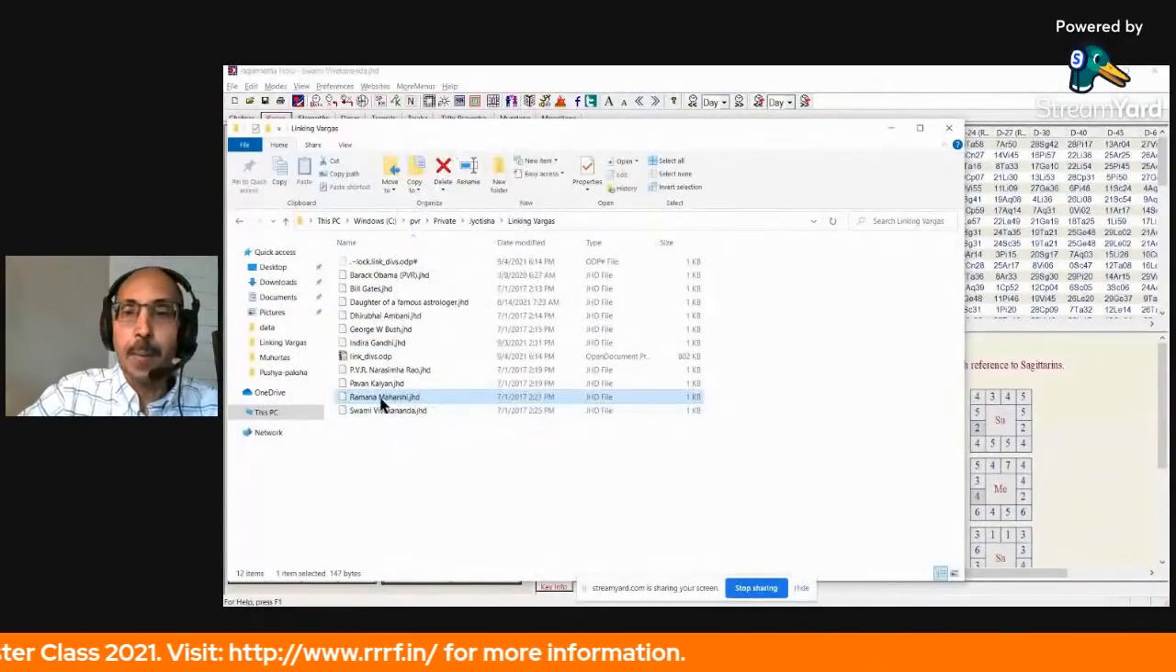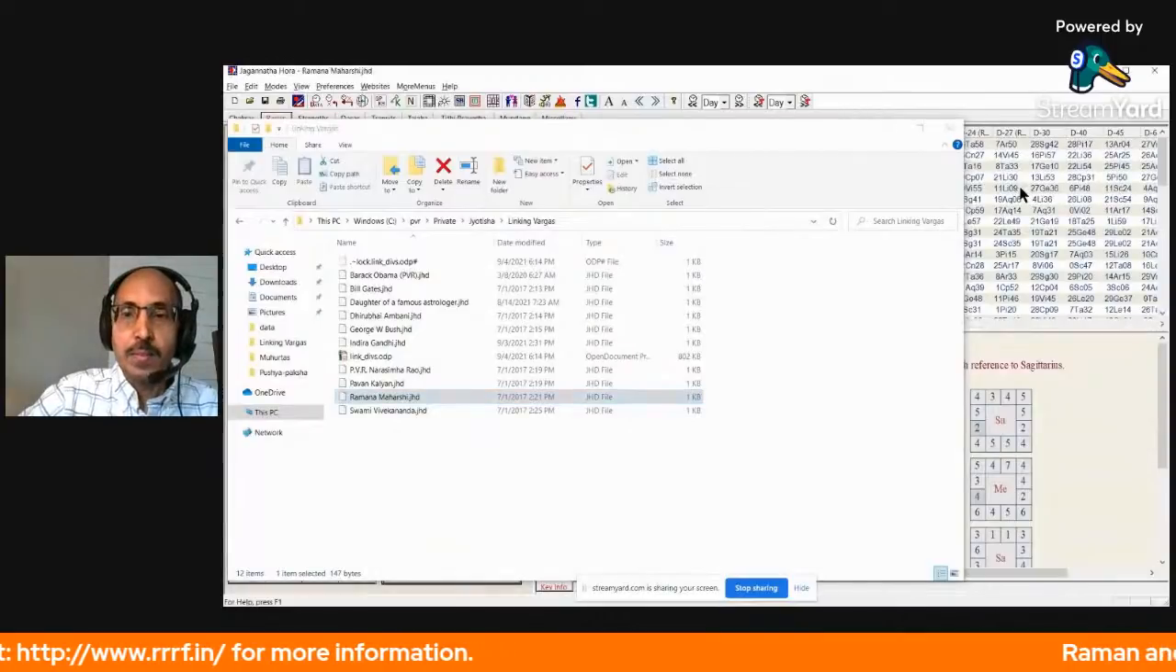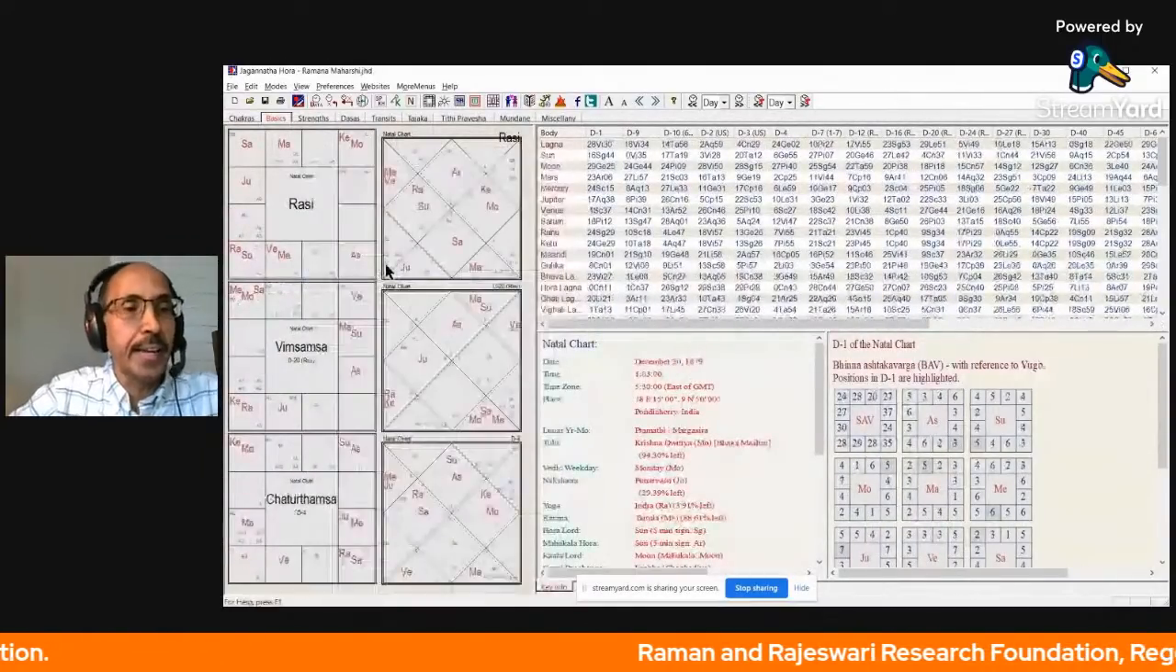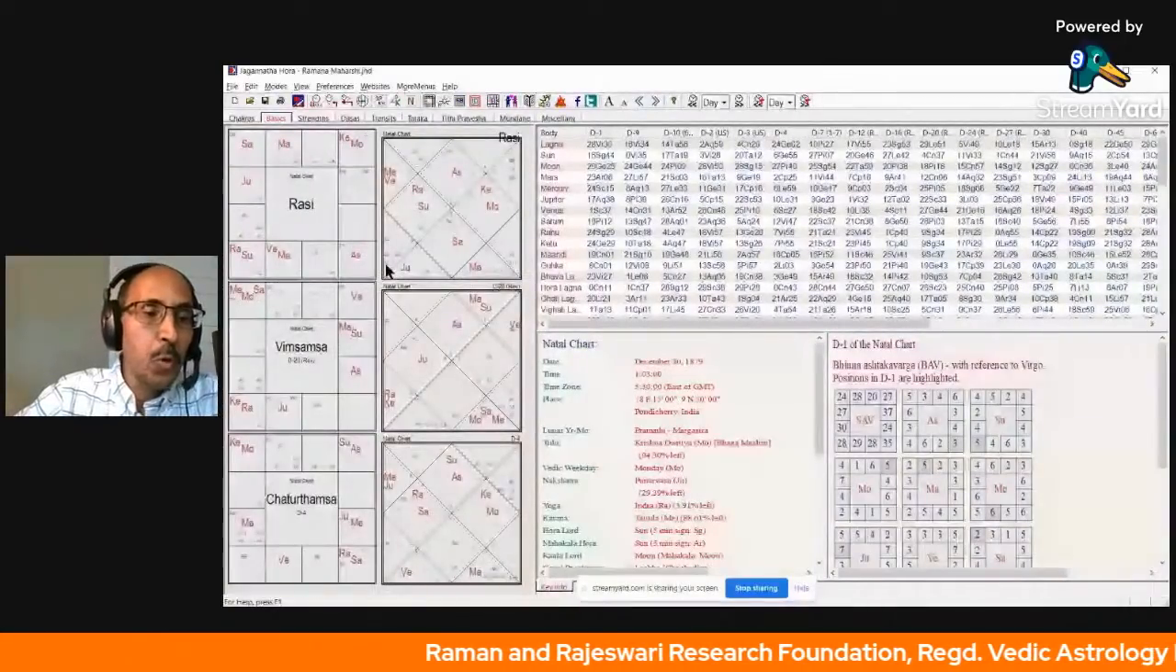Let us look at one more spiritual example, and then we'll move on to other non-spiritual things. So look at Ramana Maharshi. I want to see the links between his D4 and D20.